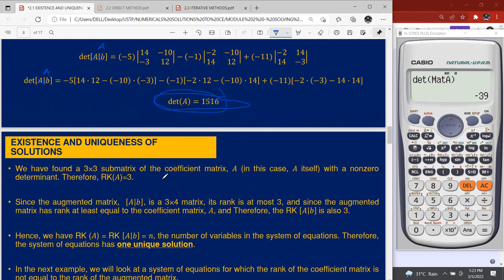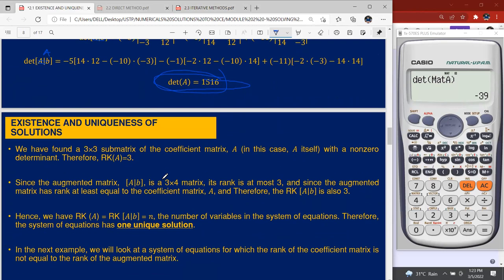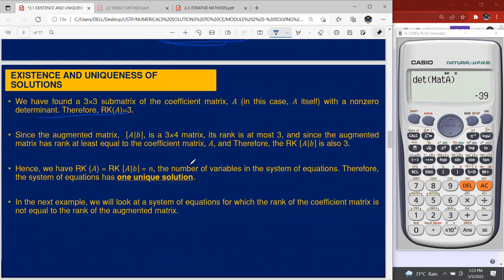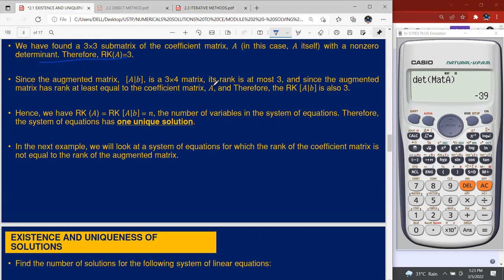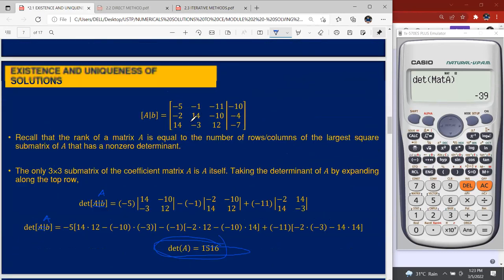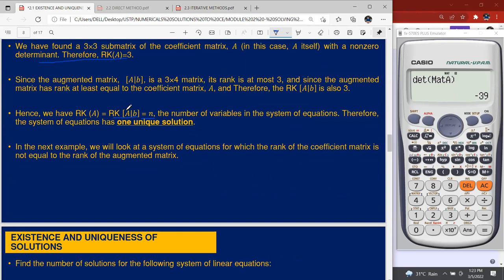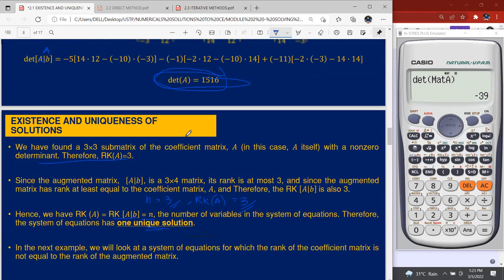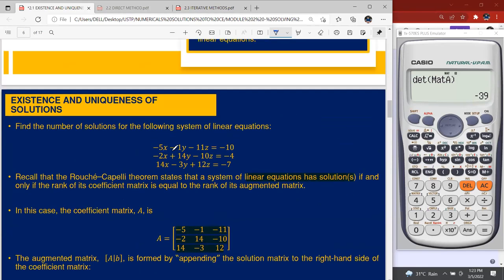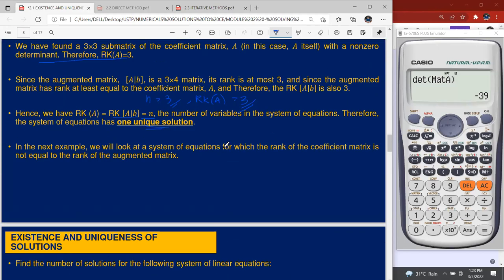We have found a 3 by 3 submatrix of the coefficient matrix A, in this case A itself, with a non-zero determinant. Therefore, the rank of A is 3. Since the augmented matrix is a 3 by 4 matrix, its rank is at most 3. So they are equal. Hence, we have rank A equal to the rank of augmented matrix B, and the number of variables is equal to n. We have 3 unknown variables, which is equal to the rank. The rank of the matrix A is equal to 3 as well. Therefore, the system of equations has one solution. Meaning, we can solve the values of x, y, and z.